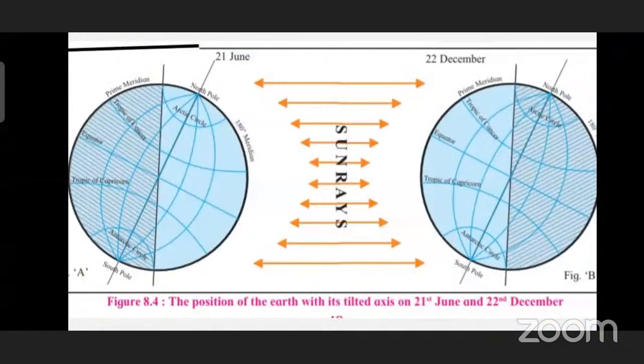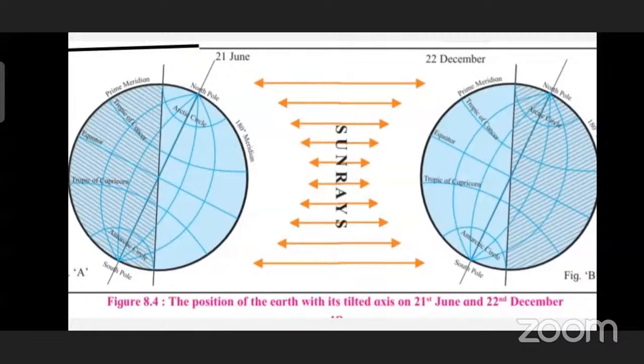See here, students, you can see this figure. Here you can see this is a position of the earth. You can see two positions of the earth on 21st June and 22nd December. In the first figure, you can see the north pole is towards the sun. And in the second position, you can see the south pole is towards the sun. So observe this figure carefully, students. I'm going to ask some questions on this.